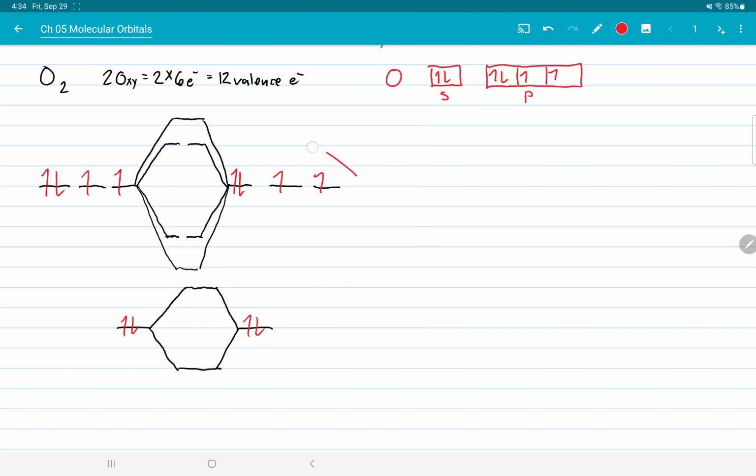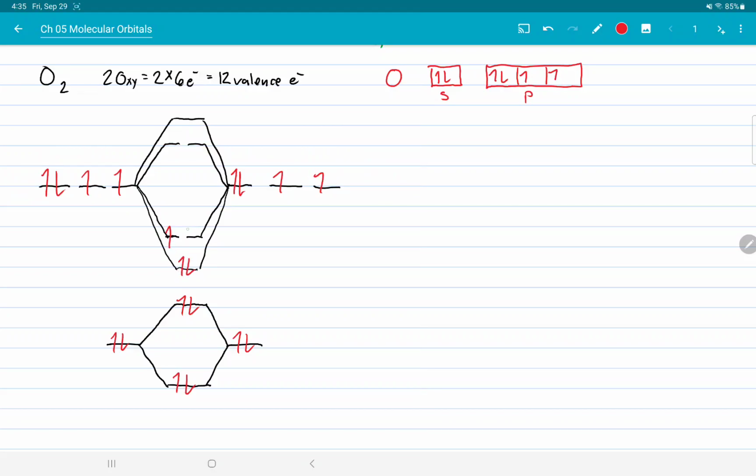Now, I'll also point out, I was taught where the arrows cross the lines. I think some books are where the arrows sit on top of the lines. It does not matter at all. Okay, so I have 6 bonding orbitals. I have 8 electrons altogether, and I have my 4 electrons here. So 1, 2, 3, 4. I have 8 electrons here.